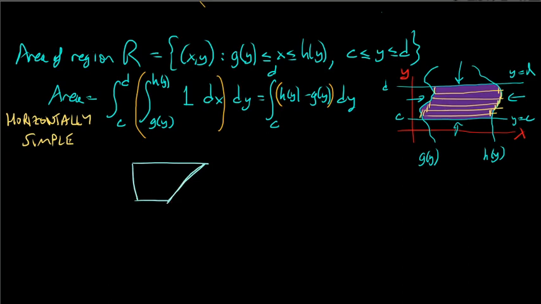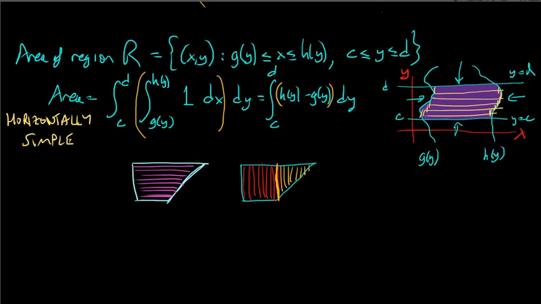And the first way we did it using horizontal rectangles, so we did it as a horizontally simple region, right? And remember, we only needed one integral to do that, one iterated integral. Then, when we did it the other way, we did it using vertically simple rectangles. However, these vertical rectangles here are going to be different than these.